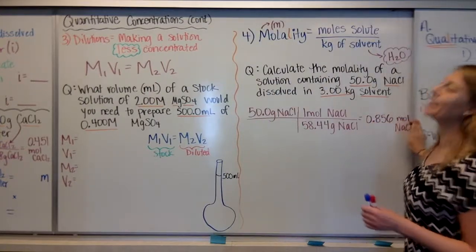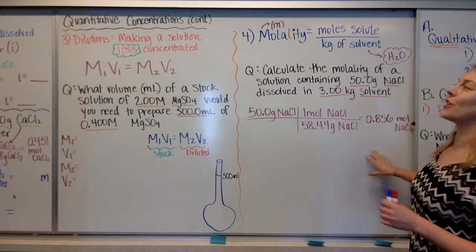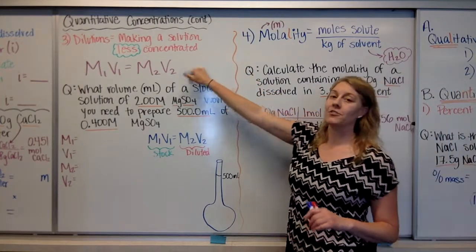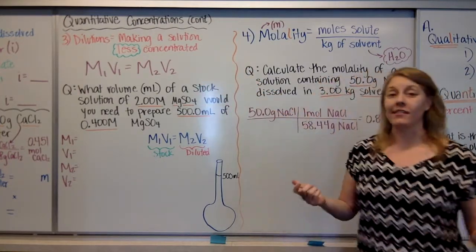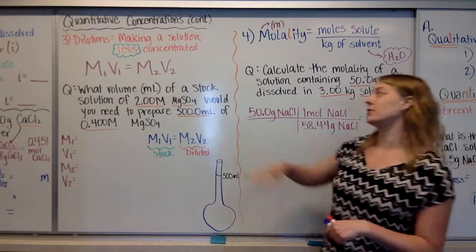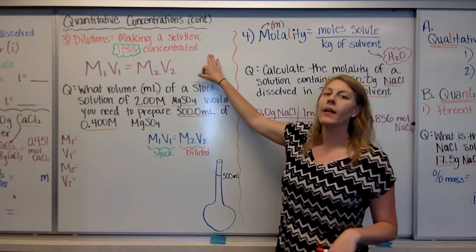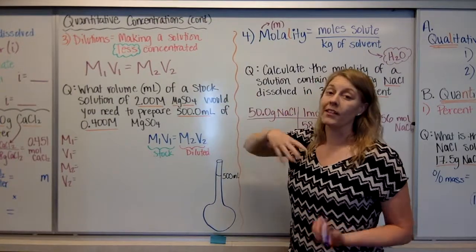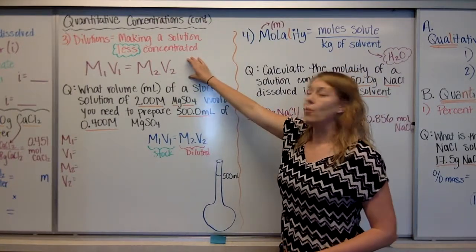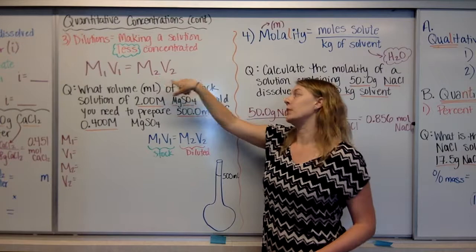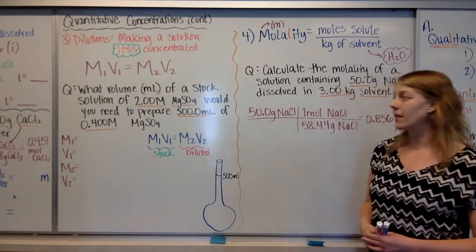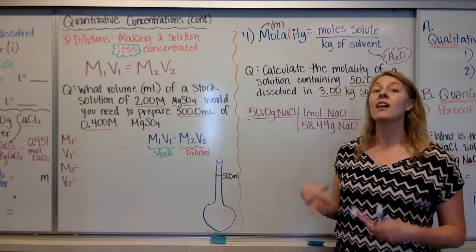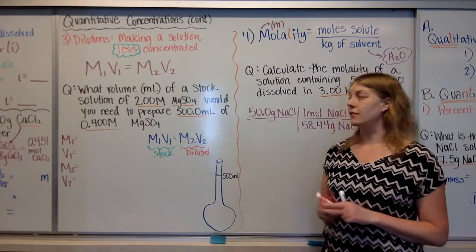Glad you asked. We're going to use this third concentration over here, dilutions. This is how we make a solution less concentrated. It's going to look like a gas law, actually, and the way we're going to solve it is going to be similar. We have molarity 1 times volume 1 is equal to molarity 2 times volume 2. So we can use this to figure out how to make a dilute solution.